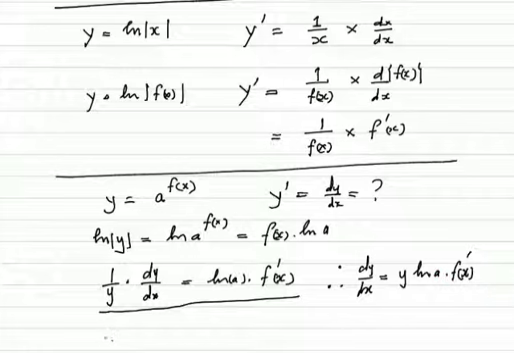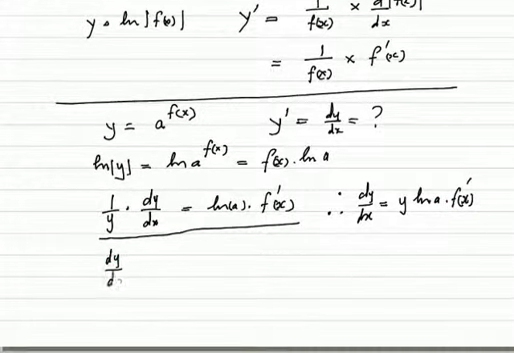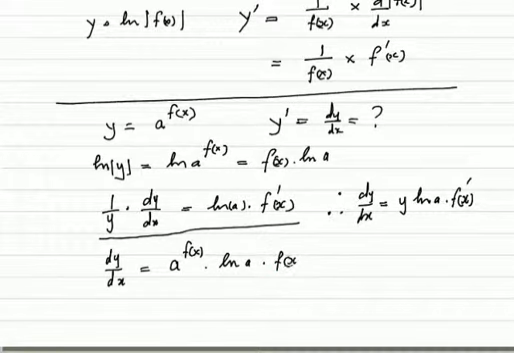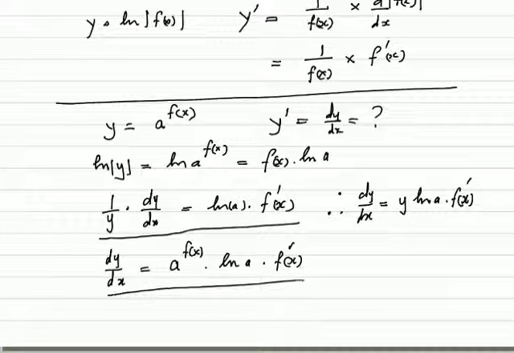So in this case we'll say dy dx is equal to a to the power f of x multiplied by ln of a multiplied by f of x prime. So I think this is very important to understand how to differentiate the exponential function of a general base a.